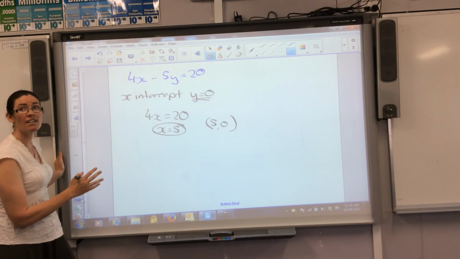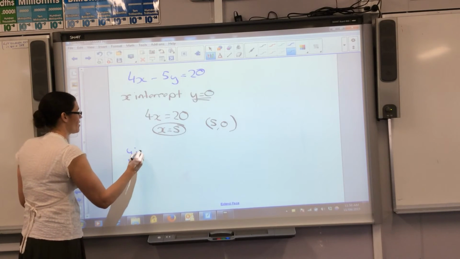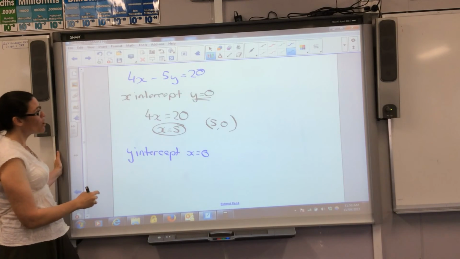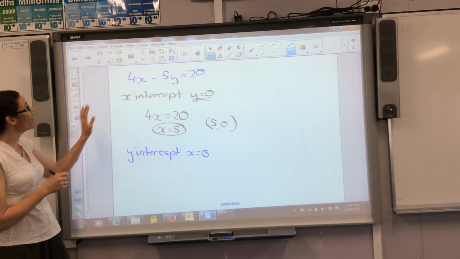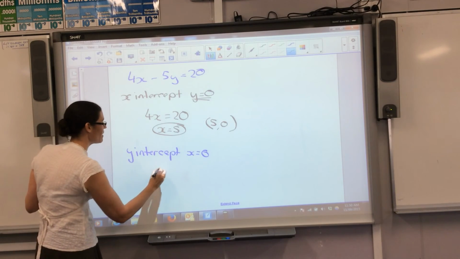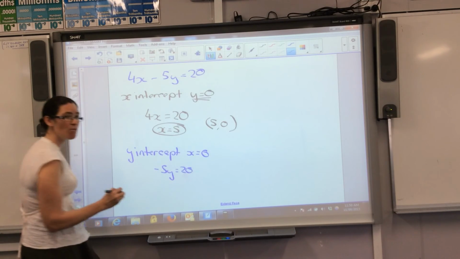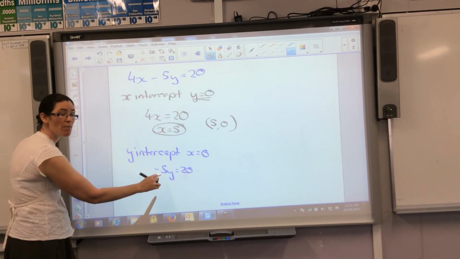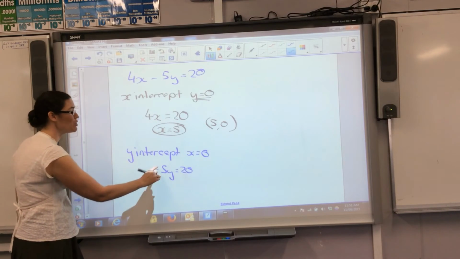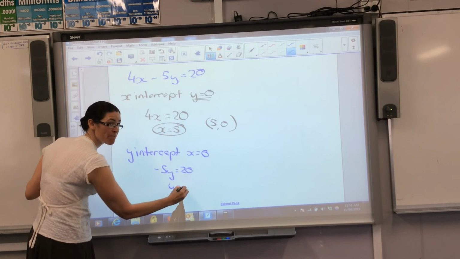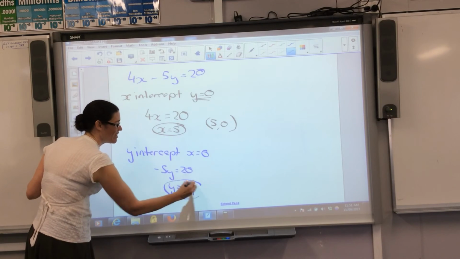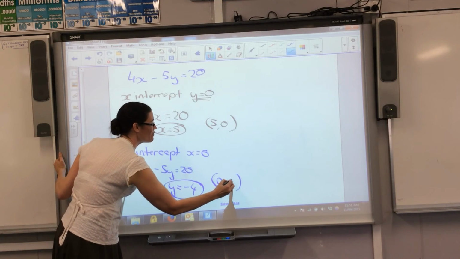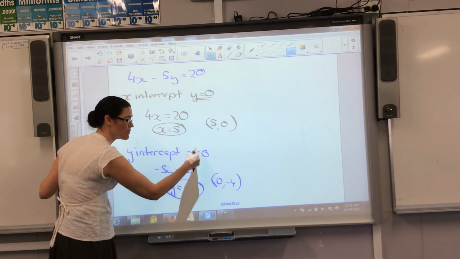Guys, this is the last example, then you have to try some. For the y-intercept, x equals 0. So I get negative 5y equals 20. What do I do next? You divide it. I've got to get rid of the minus 5, so I'm going to divide by minus 5. What does that give me? Negative 4. What's that written as a point? 0, negative 4. Careful because of the y value, and the x was 0.